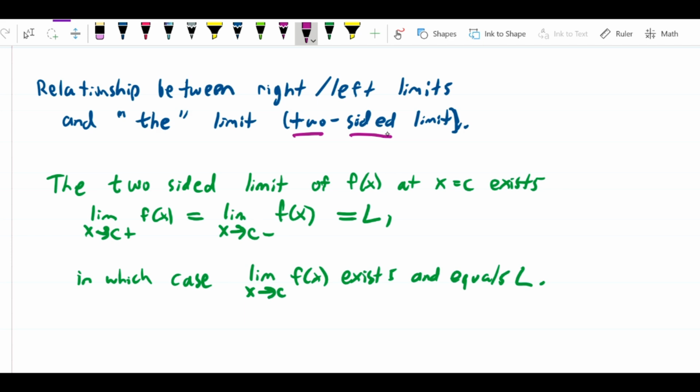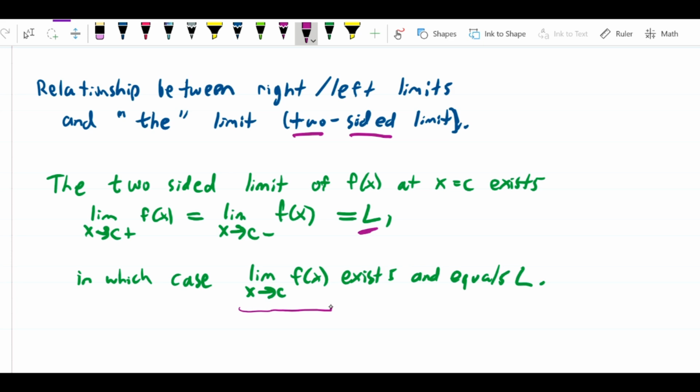In other words, we say that the two-sided limit of f of x at x equals c exists if the left and right hand limits are both equal to the same value, which I'm calling L. So if there's some limit L that both the left and right hand limits are equal to, then we say that the two-sided limit, which we write simply as the limit as x approaches c of f of x with no plus or minus on it, exists and is equal to L.